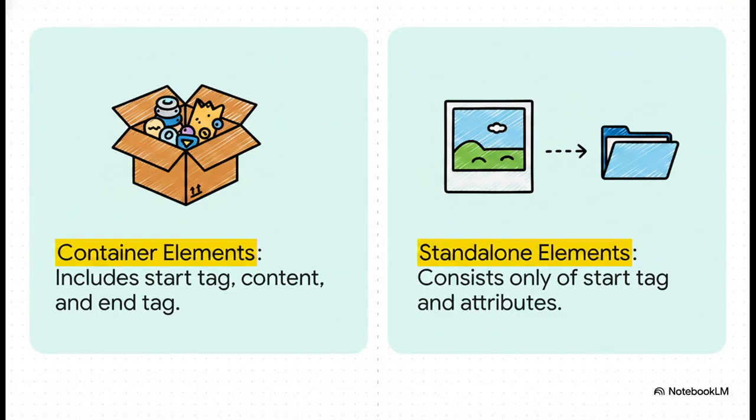Literally every piece of content you see on the web is housed within these fundamental elements, and they generally fall into two distinct categories. First, you have container elements. These act like boxes, they have an opening tag, the actual content inside, and then a closing tag. Standalone elements, however, consist only of a start tag and its attributes, ending immediately with the /. They don't contain any internal text. Think of an image tag, for example, which simply points to a file rather than wrapping around text. These elements are organized hierarchically to create that basic, rigorous HTML structure of every single page.